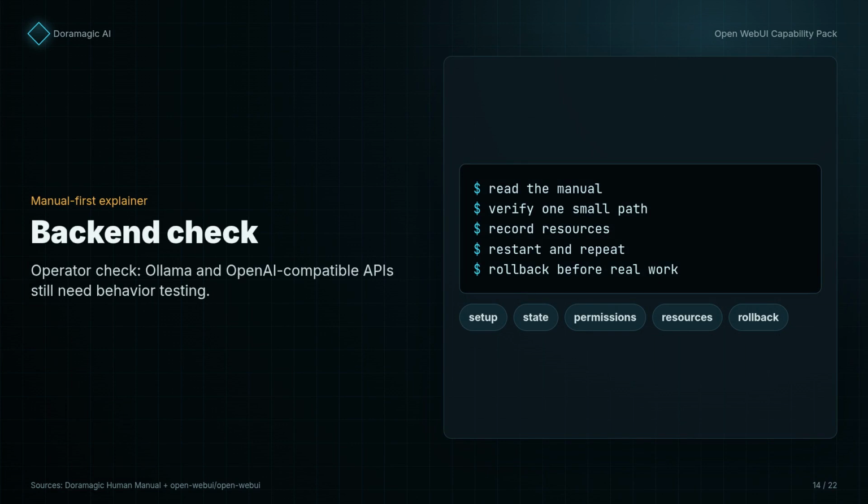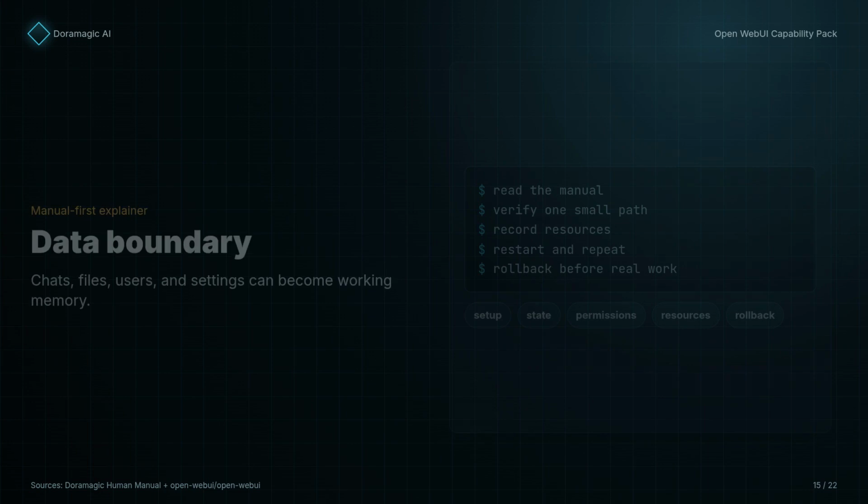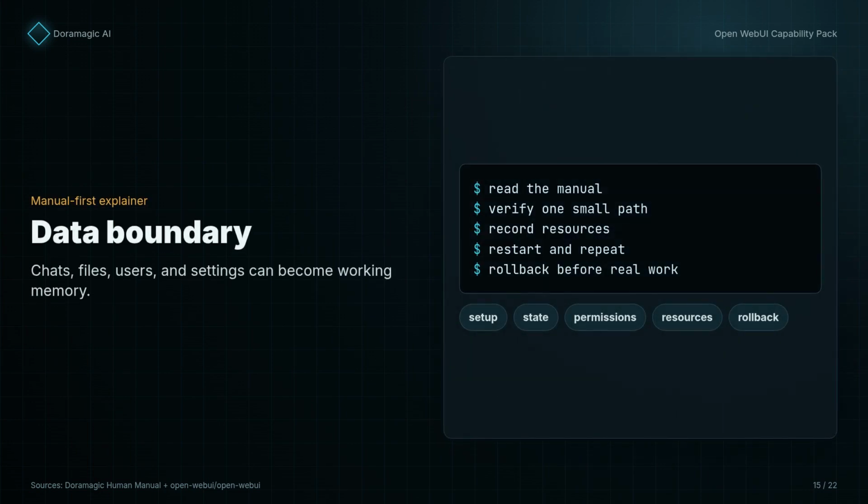The third pitfall is endpoint confusion. OpenAI compatible does not mean every provider behaves exactly the same. Tool calling, streaming, image generation, file handling, and model names can differ. A safe first run should test one known backend, one simple chat, one file workflow if needed, and one rollback path. A practical first run looks like this.